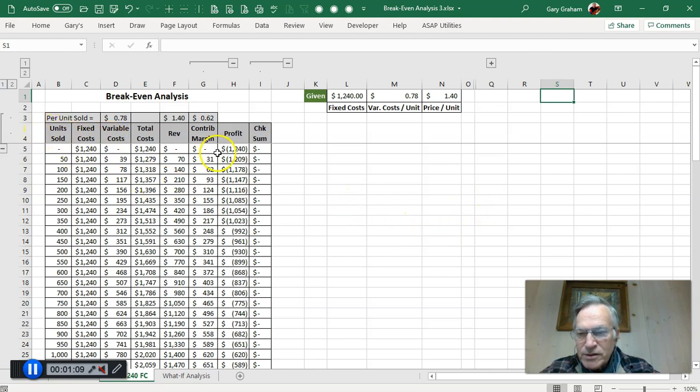So given that information, I set up this table which has columns with units sold starting from 0 and going up to like 3,000 units in increments of 50. And then a column for the fixed costs, which it doesn't matter if you have 0 units or 3,000 units, your fixed costs are just that, as discussed last night. They are fixed. So this column will always have the $1,240 in it all the way down.